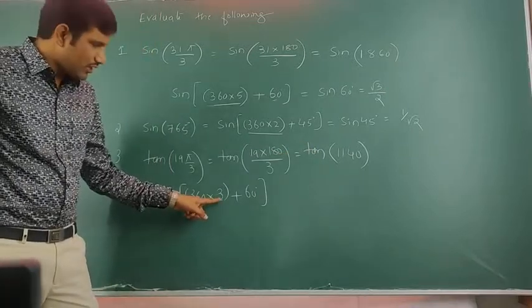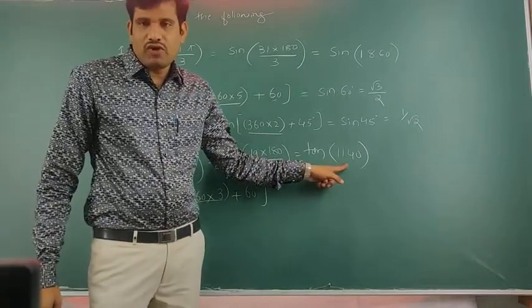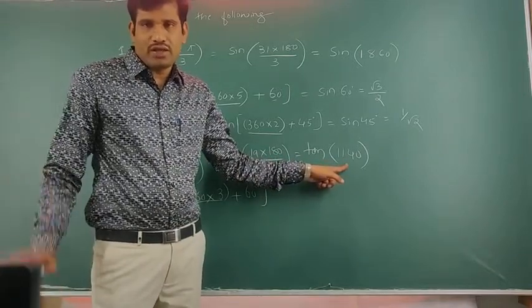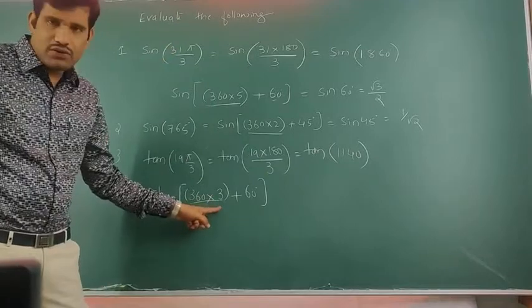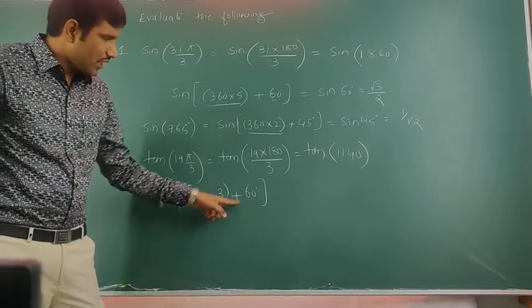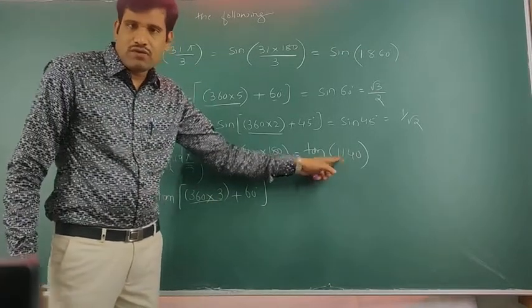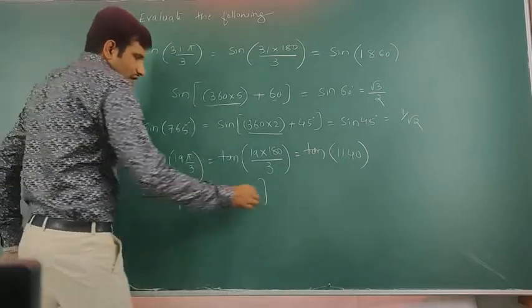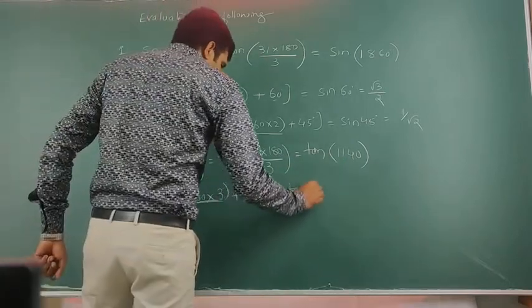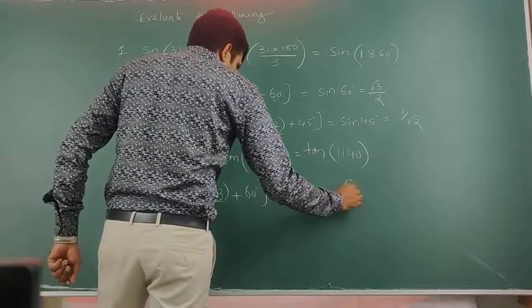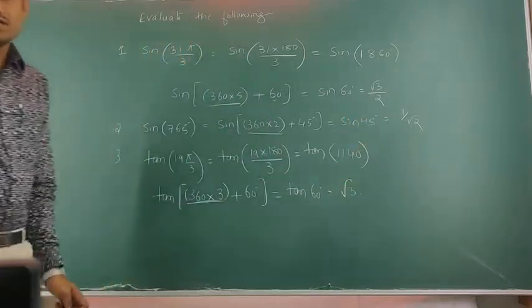How did we get this 3 value? First divide this 1140 by 360. We are getting 3 point something. So therefore 360 into 3 is 1080. 1080 plus 60 is how much? 1140. Now this 360 into 3 we can neglect. That is simply equal to tan of 60 degrees. So what is tan of 60 degree? Tan of 60 degrees is root 3.